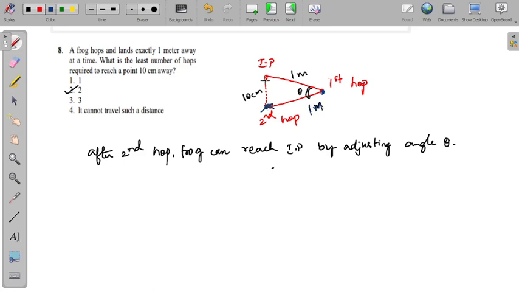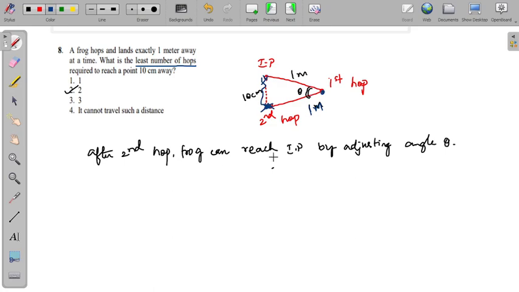Now from the initial point to this terminal point, we have to cover a distance of 10 centimeter, and they are asking what is the least number of hops required to reach a point 10 centimeter away. This is 10 centimeter away. Just assume that this point is 10 centimeter away. Now this can be adjusted by adjusting the angle theta.